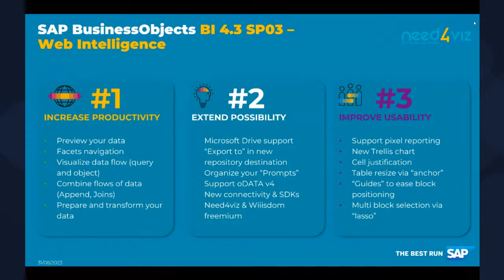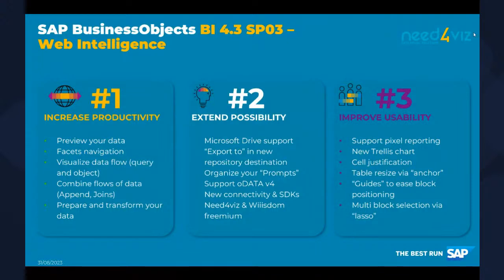Okay, these were the 3 primary objectives with the BI 4.3, and we did continue to innovate with the 4.3 Service Pack 1, Service Pack 2, and last December 2022, we delivered the BI 4.3 Service Pack 3, and we had again 3 objectives. Objective number 3, I will start by the last one. We did everything we can to simplify the life of the business users, the power users, the people who are creating reports. This concerns, for example, capabilities such as Pixel Perfect that we support now, new charts such as a tray chart, justification inside the cell, or guides to ease the block positioning.